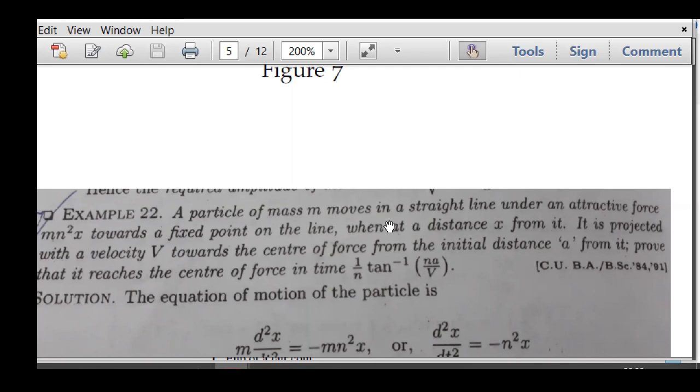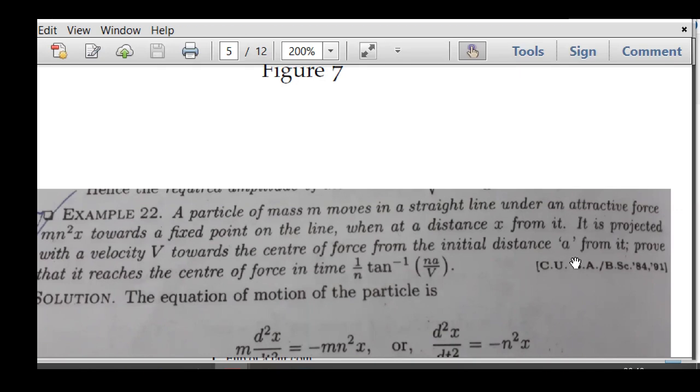A particle of mass m moves in a straight line under an attractive force. This is the attractive force. So as I said at the very beginning, it will be a function of the distance, say mu x. So this is the magnitude. Then comes the direction, towards the fixed point on the line, when at a distance x from it. So this is the first part. Then it is said it is projected with a velocity V towards the center of force from the initial distance a from it. Okay, so this is another piece of information.